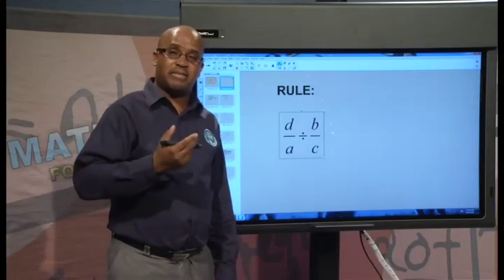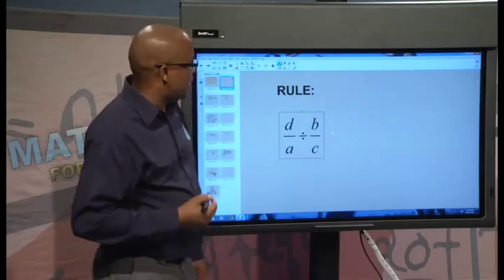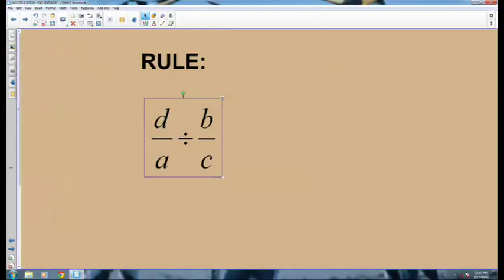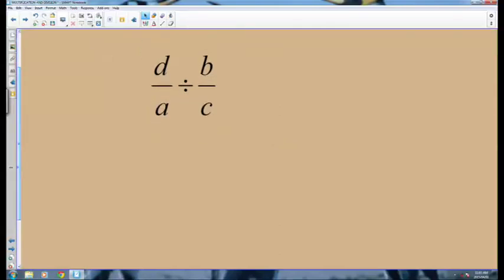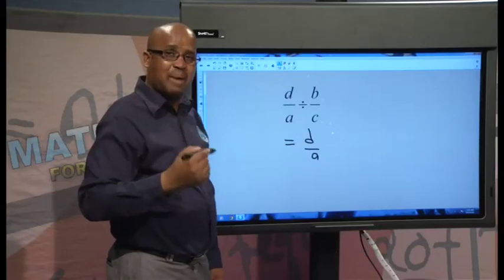Before I can give you an example on dividing fractions, we need to look at a general rule of dividing fractions. Let us have a look at it. The rule is, when you are dividing the fraction d over a divided by b over c, how do you do this? What we'll do is, we will say this is d over a, then there is a rule that says when you are dividing fractions, you change the division sign into multiplication and then invert whatever comes after the division sign.